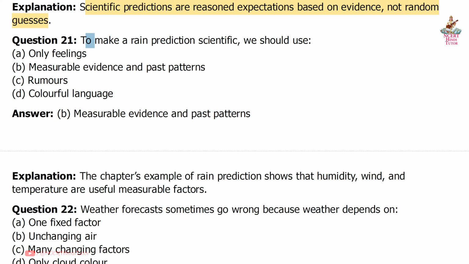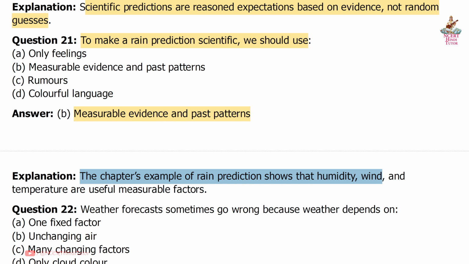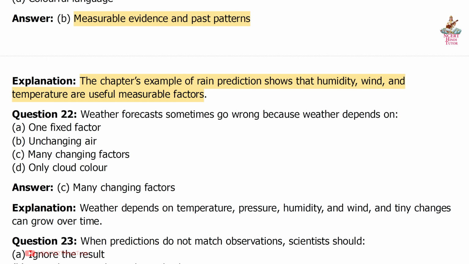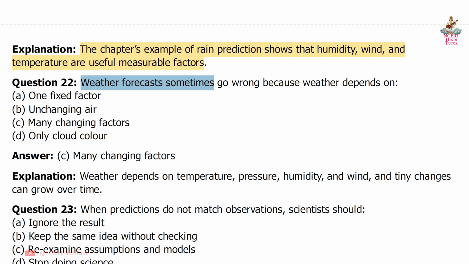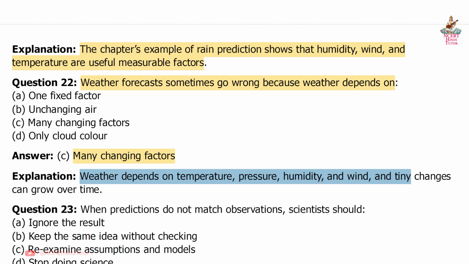Question 21. To make a rain prediction scientific, we should use: Answer B. Measurable evidence and past patterns. Explanation: The chapter's example of rain prediction shows that humidity, wind, and temperature are useful measurable factors. Question 22. Weather forecasts sometimes go wrong because weather depends on: Answer C. Many changing factors. Explanation: Weather depends on temperature, pressure, humidity, and wind, and tiny changes can grow over time.